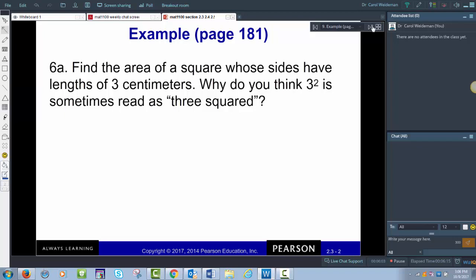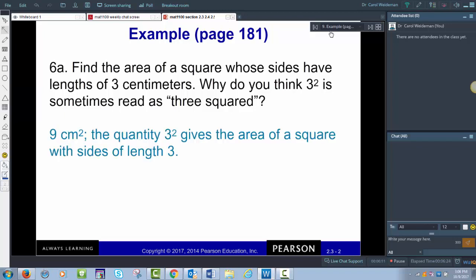Find the area of a square whose sides have length of 3 centimeters. Why do you think 3 to the 2 power is sometimes written as 3 squared? Okay, so 3 times 3 is going to give me 9 square centimeters. And again, this gives us the area of a square with sides of length 3.